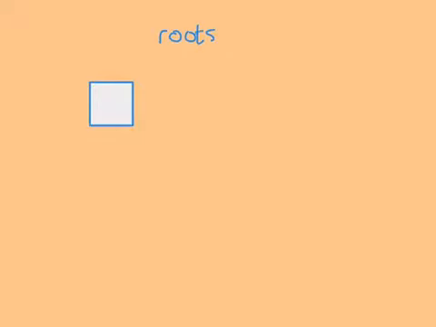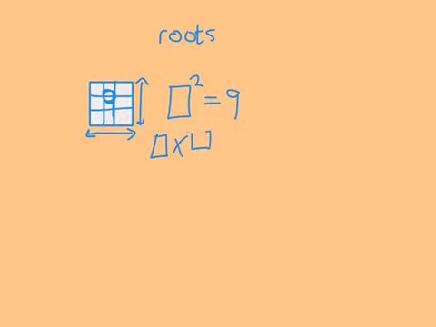Okay, and this is what this means. Imagine I'm given this square, and I can see it has 9 inside, 9 squares inside it. And someone says to me, okay, it's got 9 squares inside, how many was on each part? In other words, what number squared gives me 9? What number, when I multiply it by itself, gives me 9? And the answer is 3. 3 times 3 is 9. This would have to be 3.